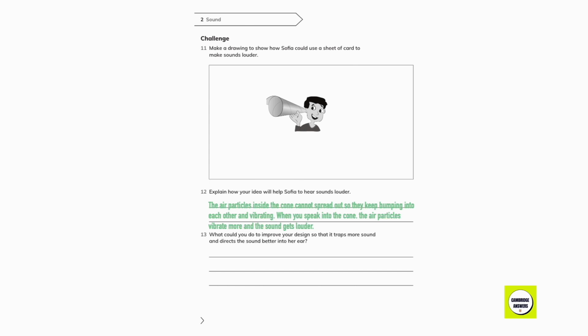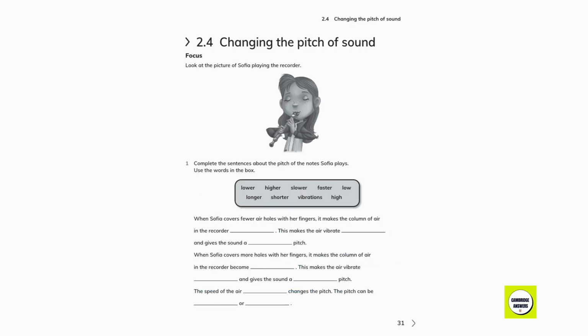What could you do to improve your design so that it traps more sound and directs the sound better into her ear? If the card is rolled into a cone with the end furthest from the ear as big as possible, it will trap and direct more sound vibrations into the ear.